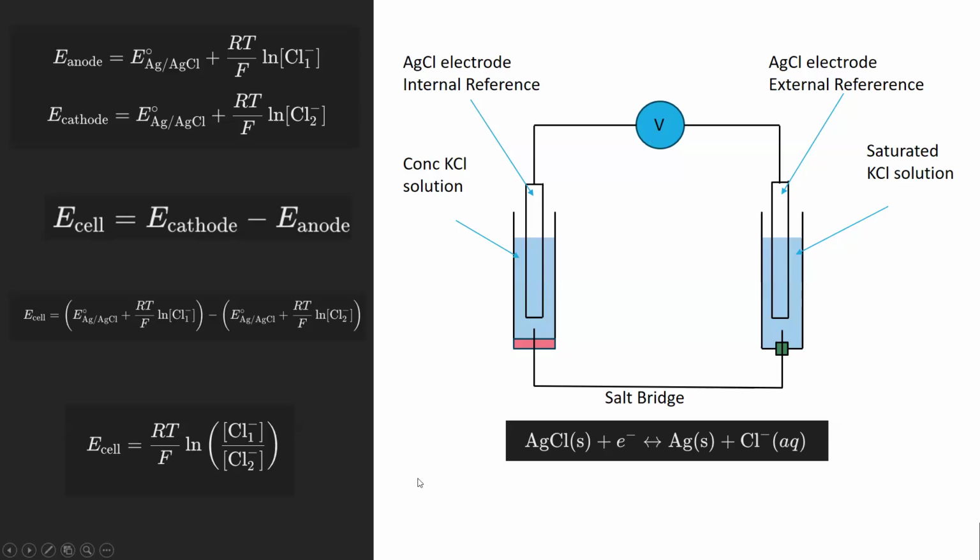This is really important as it means that we have a fixed potential difference between these two electrodes, provided the internal solution chloride concentrations are fixed and different. Obviously, if the chloride concentrations are the same in both internal solutions, ln of 1 is 0, and therefore the voltage will be 0.